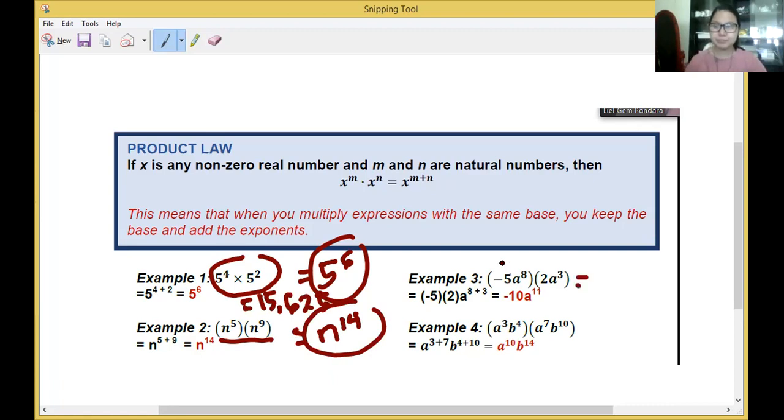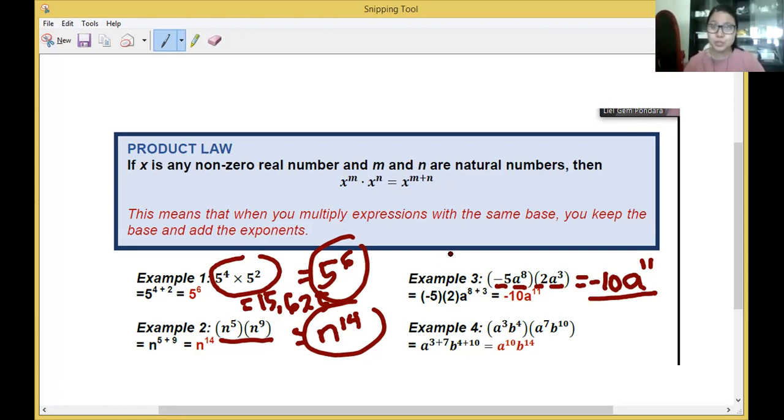The next one, we have negative 5 a to the 8th power times 2 a to the 3rd power. We have the same base a, so you copy the base. Then you add the exponents. 8 plus 3, that's 11. What will you do to the numerical coefficients? You multiply them. Negative 5 times 2, that is negative 10. So the answer is negative 10 a to the 11th power.